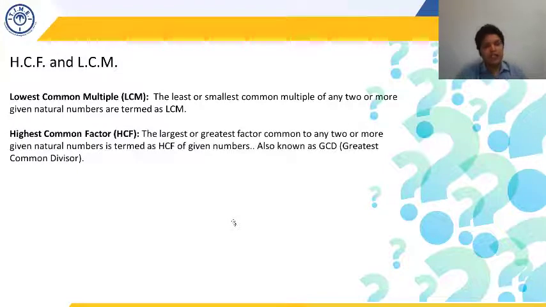Okay, let's discuss HCF. What is highest common factor? So now we want that factor which is highest and common also between the given numbers. The largest or the greatest factor common to any two or more given natural numbers is termed as the HCF of the given numbers. Also it is called GCD, greatest common divisor. Sometimes in some questions you will find GCD of the given numbers. GCD and HCF both are same. Need not worry about it, whether it is greatest common divisor or the highest common factor, because a factor is something that acts as a divisor.